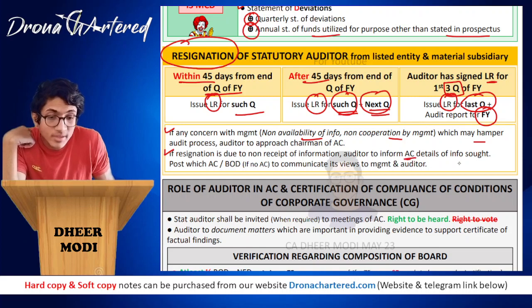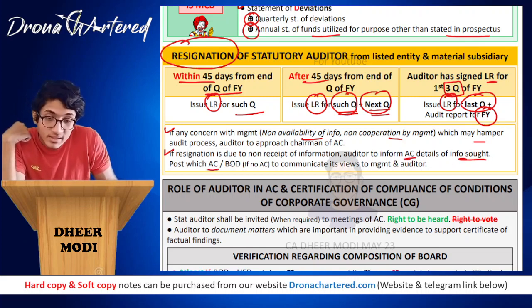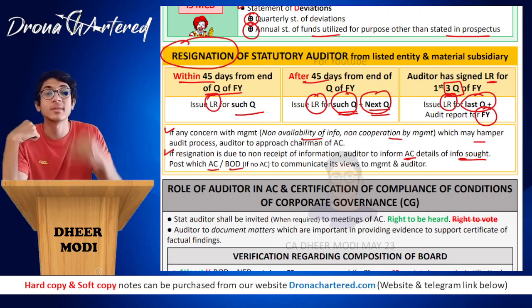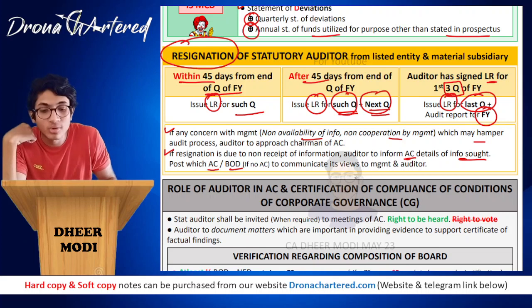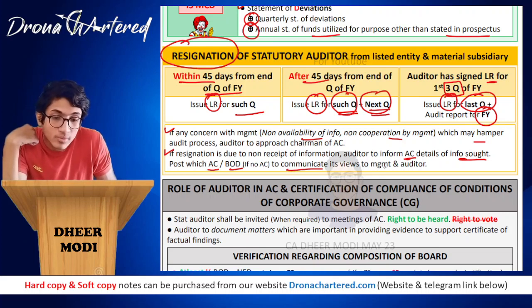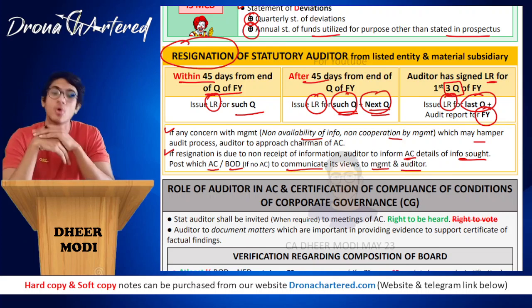Auditor to inform audit committee details of information sought, post which either the audit committee or the board of directors. That means if a company is not required to set up an audit committee, then in that case the board of directors is to communicate its views to management and auditor.